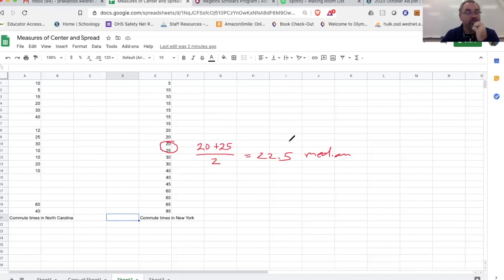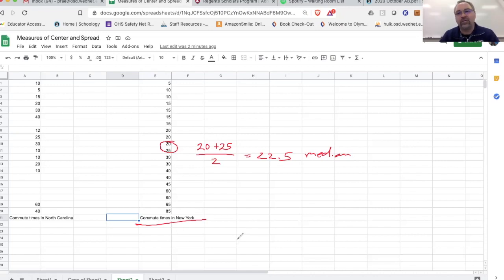I forgot to mention when I put them in order, you noticed I went ascending, and it put the words at the end. The commute times in New York came down to the bottom because the rest of it was numerical. So you can put it back up there or not. It doesn't really matter when you're just working on the rough draft of the data. So that's how you find a median of the middle data set.